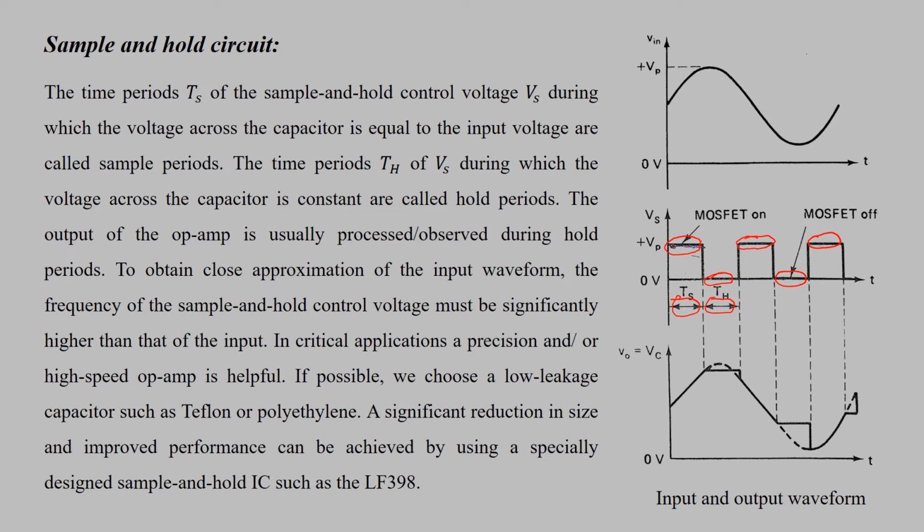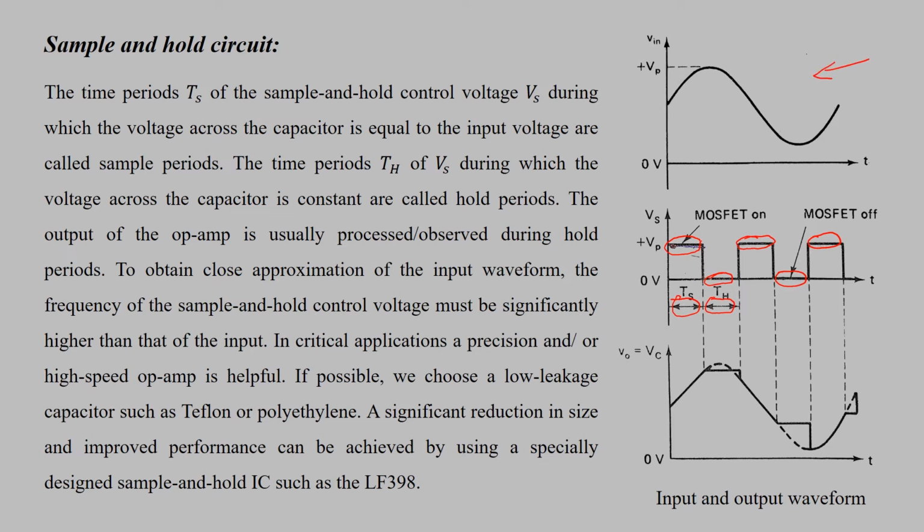So in critical applications, a precision or high speed op-amp is helpful. If we choose a low leakage capacitor such as Teflon or polythene, a significant reduction in size and improved performance can be achieved by using a specifically designed sample and hold IC such as LF398. So this is the input voltage which we have considered sinusoidal.